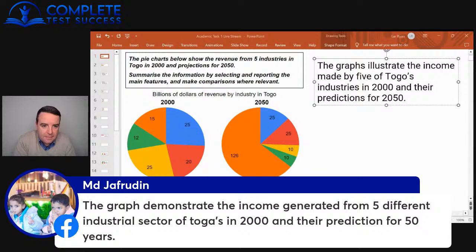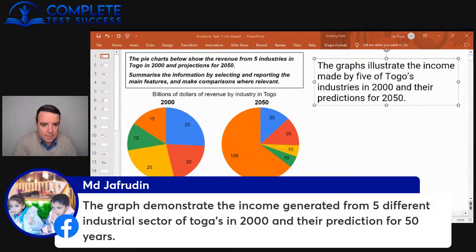Hi, Mohammed. The graph demonstrates the income. Demonstrates, no, that wouldn't quite be the same thing. To demonstrate would be to kind of like show you how something works by using it. You know, like if I wanted to show you how to drive a car, I would demonstrate by driving the car while you look, something like that.